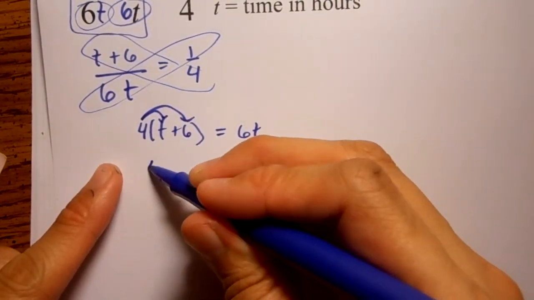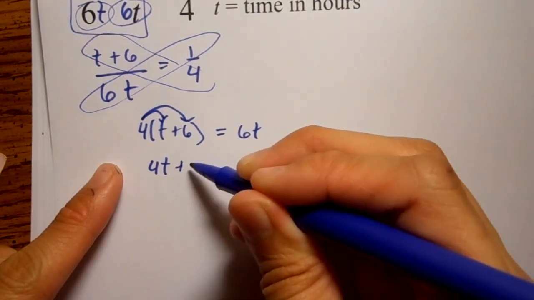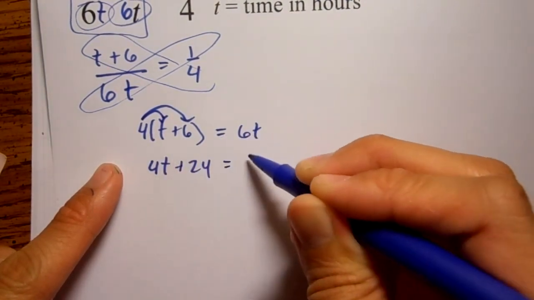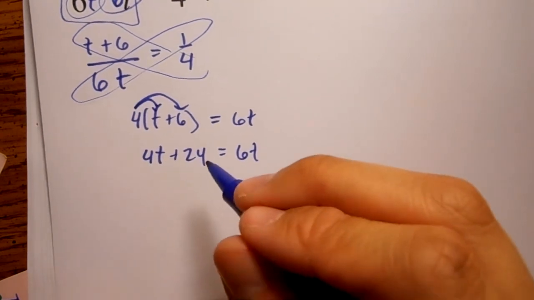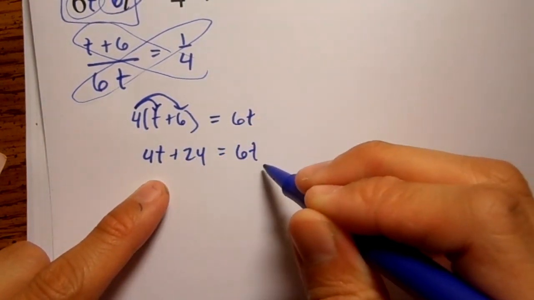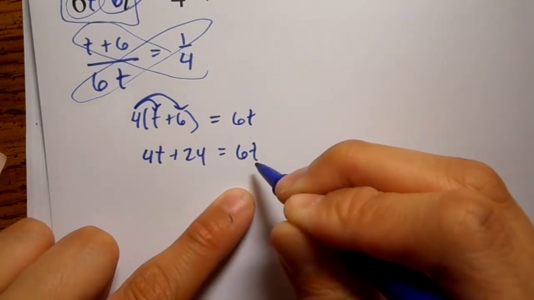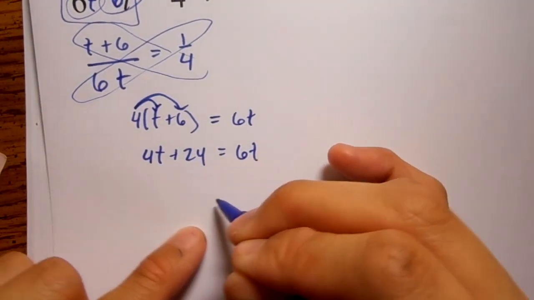4 times t is 4t. 4 times 6 is 24. And I still have 6t. Well then, I've got to solve this equation. I've got t's on both sides of my equation. I only want it on one side when I want to solve. So bring the smaller to the larger.